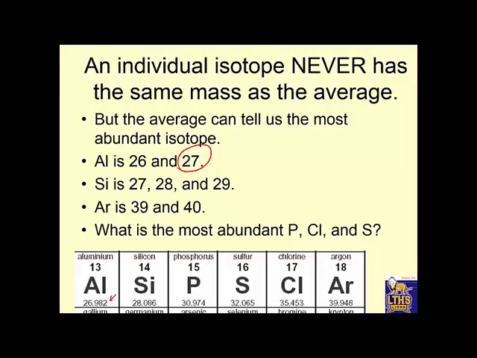Let's try silicon. Silicon has 3 prevalent isotopes, silicon 27, 28, 29. You look at silicon's average atomic mass, and you see that's 28.086, so probably the most abundant isotope of silicon is silicon-28. For argon, the average atomic mass is 39.94, so probably its most common isotope is argon-40. See if you can figure out the most abundant isotopes of phosphorus, chlorine, and sulfur.